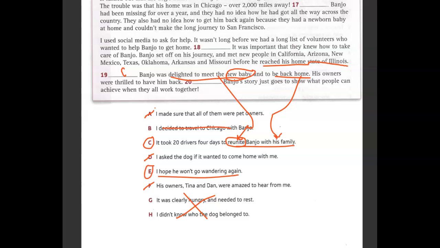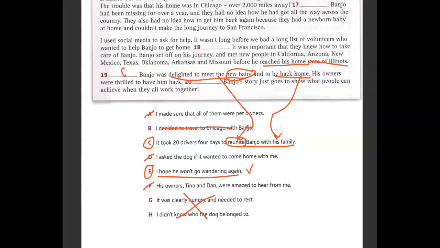And it does make sense. Let's see. His owners were thrilled to have him back. I hope he won't go wandering again. Banjo's story just goes to show what people can achieve when they all work together. It kind of wraps up the whole story of the dog being lost and being taken to the place and being found, and this is kind of the perception or the feeling of the author, and that will be our last answer.